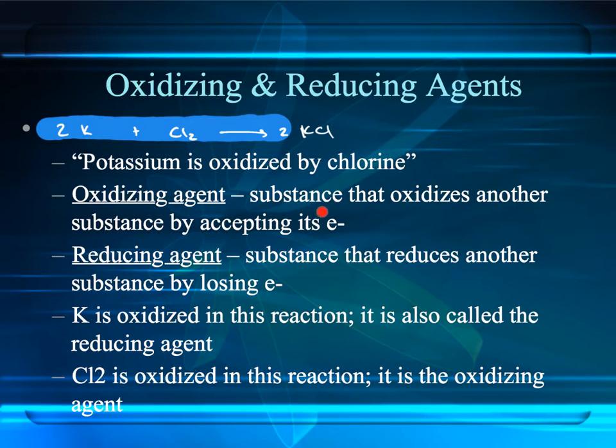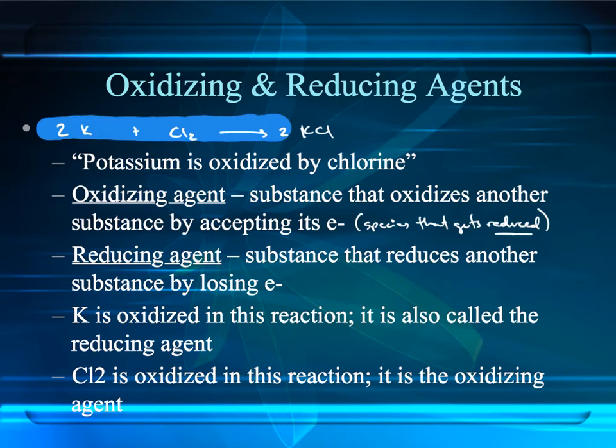Okay, an oxidizing agent is a substance that oxidizes another substance by accepting its electrons. Now don't let this confuse you. The oxidizing agent is actually the species that gets reduced. So the thing whose oxidation number is going down, that is the oxidizing agent. And why is that? Because it's accepting electrons. It's taking electrons, right? It's getting reduced. It's gaining electrons. So don't let that confuse you, okay?